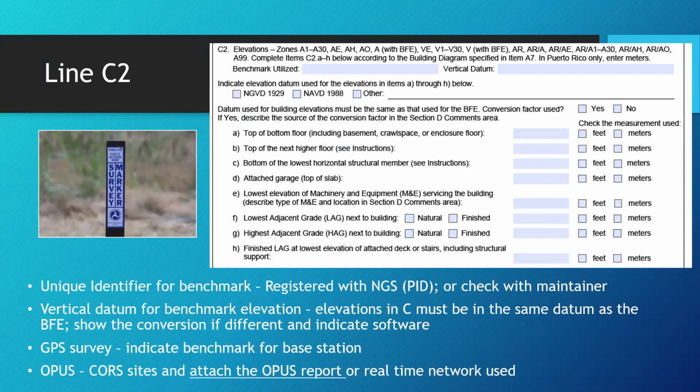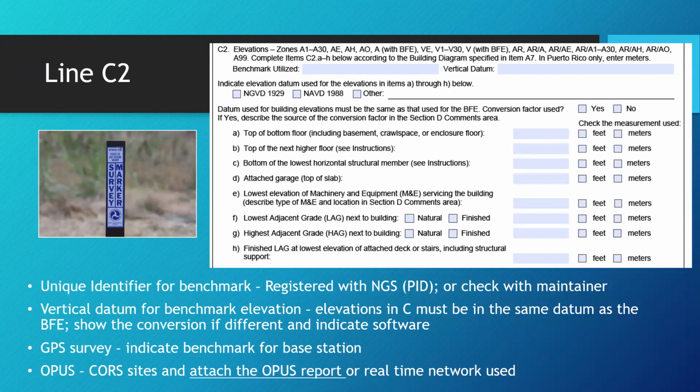So line C2, we have the space for the benchmark that is used and that vertical datum. We're just talking a lot about datums today, making sure that all of the datums are consistent between the base flood elevation and our certified elevations. So it used to be FEMA would just put the benchmarks in the user notes on the map, and it was like a nail in a tree or something in a fence post somewhere that could have been changed or moved. But now the benchmarks are registered with the National Geodetic Survey. So you can look them up online.